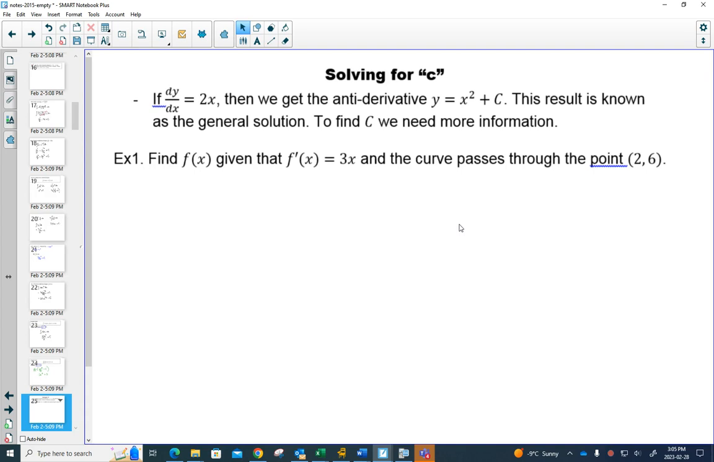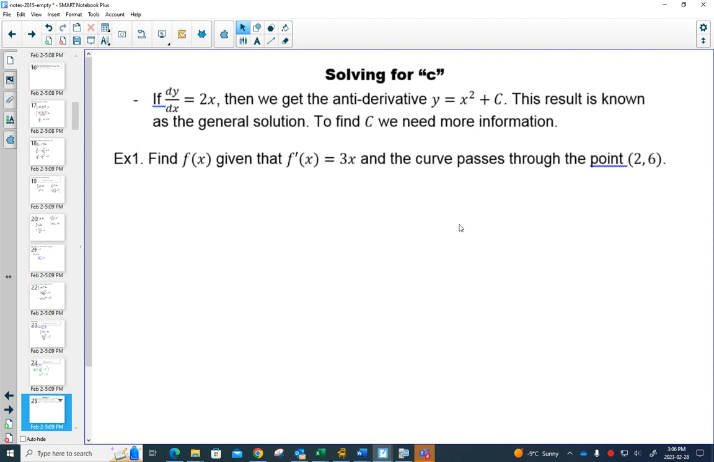So when we integrate, we get this plus c, but then sometimes the question gives us additional information which allows us to be able to solve for c. So here's an example. Here's the introduction. You've got the derivative is 2x, so the antiderivative is x squared plus c, but we would need more information to find c. This is what it would look like.